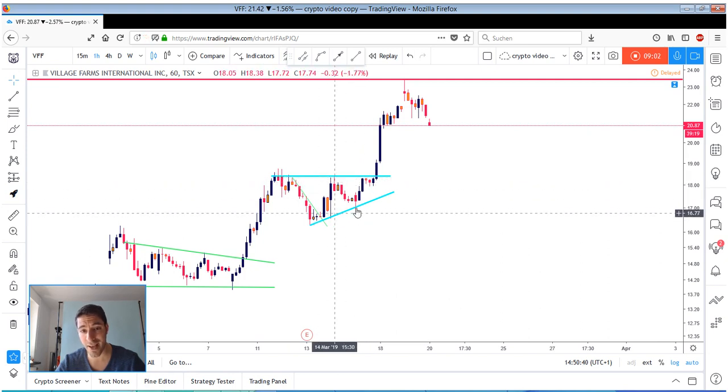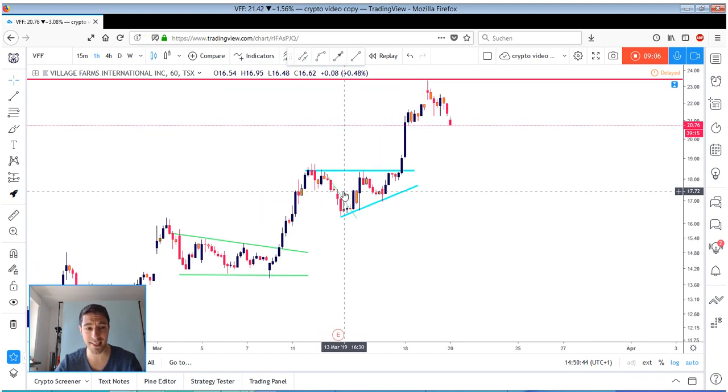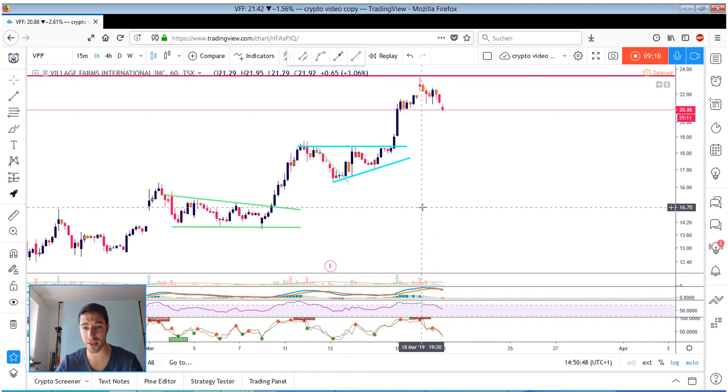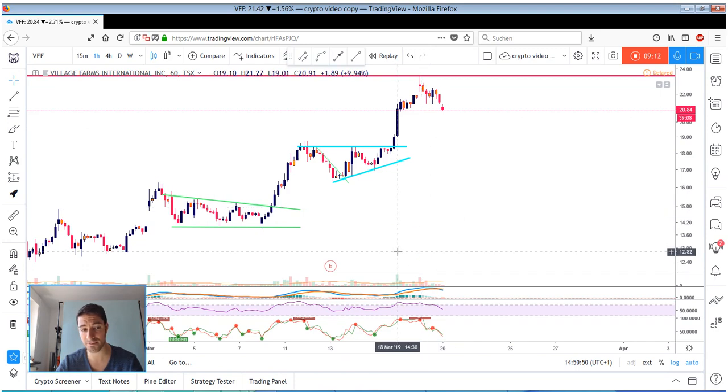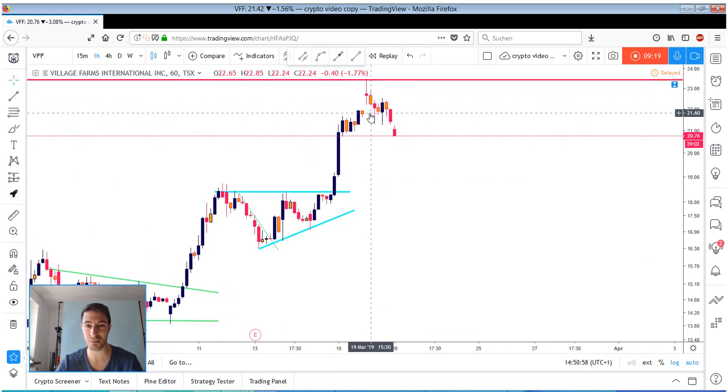So amazingly, much higher lows yet again. Yet again, a beautiful ascending triangle. What happens from this ascending triangle? Have a look at the volume, please. Have a look at the volume. Boom, bull break.